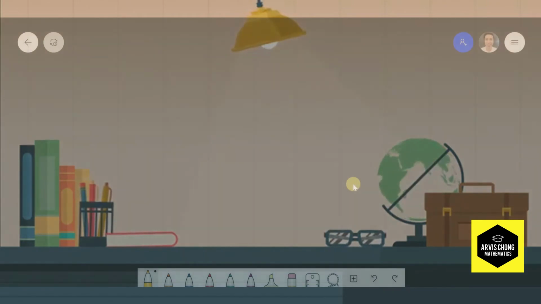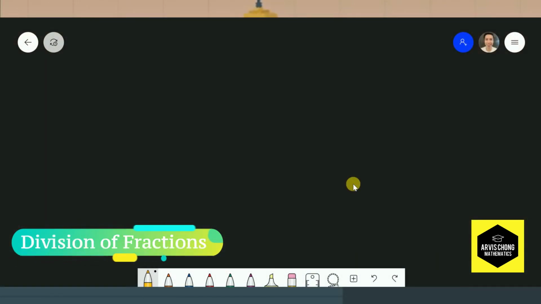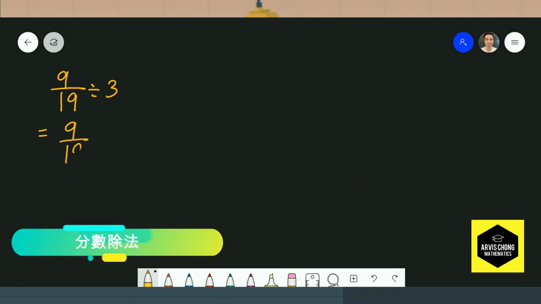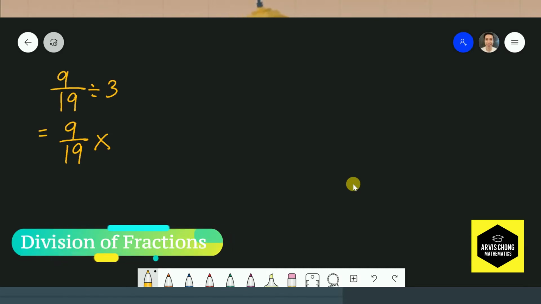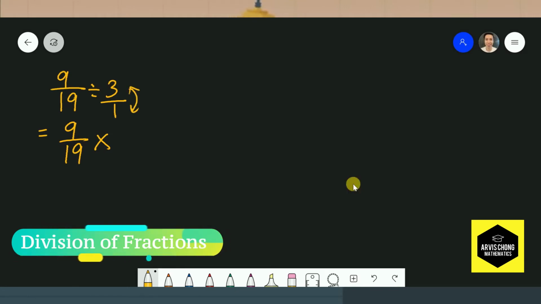Okay, let's look at the first example on the division of fractions. If I give you this question, 9 over 19 divided by 3, how are we going to solve it? Basically, for division of fractions, we need to change the divide sign to times. Then here at the back is 3, so we need to flip this 3. Actually, 3 is 3 over 1, isn't it? So if you write this 3, it's actually 3 divided by 1. Then we flip the fraction at the back, so here will become 1 over 3.